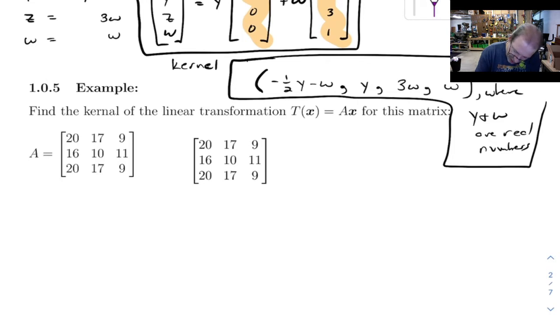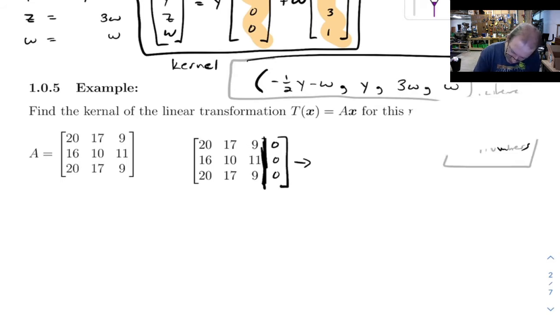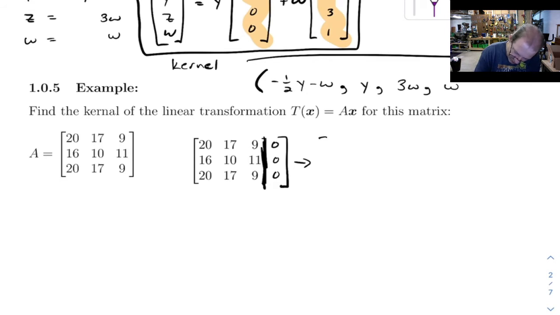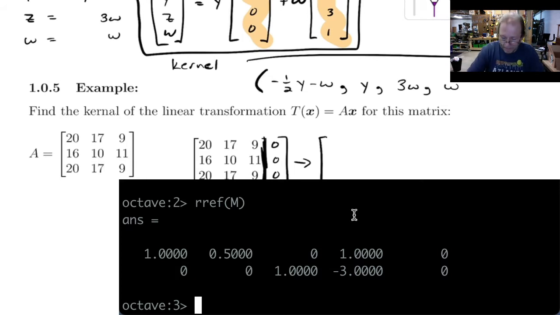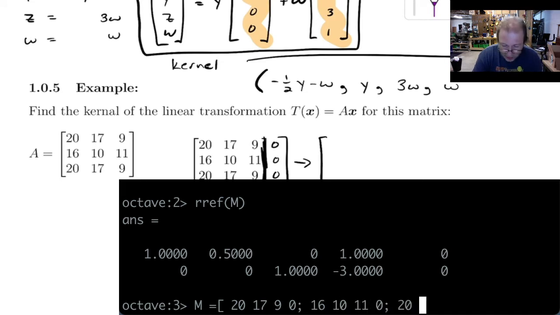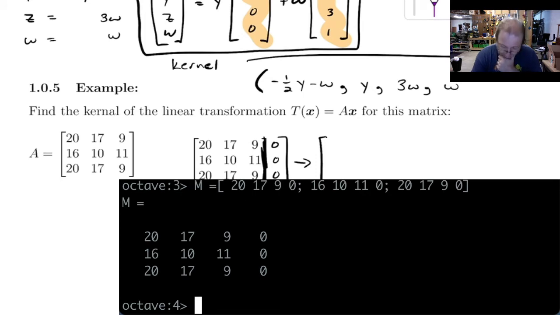So we're going to take that and we're going to augment it with zeros and row reduce it. Let's get rid of this. So row reduce that and see what we get. All right, so 2017 9 0, 16 10 11 0, 2017 9 0. All right, that looks good.